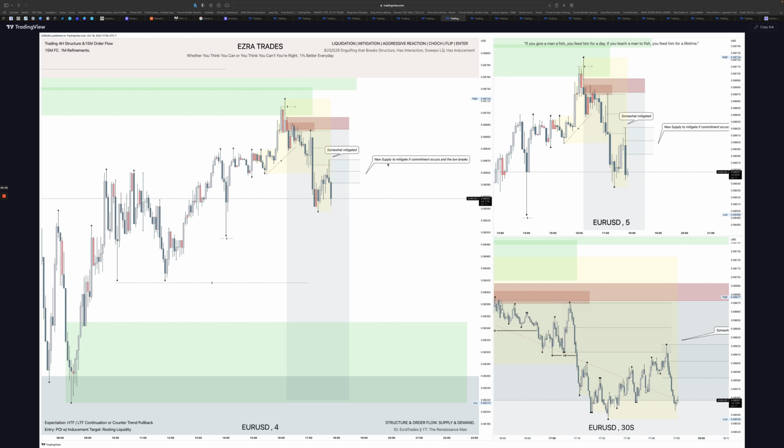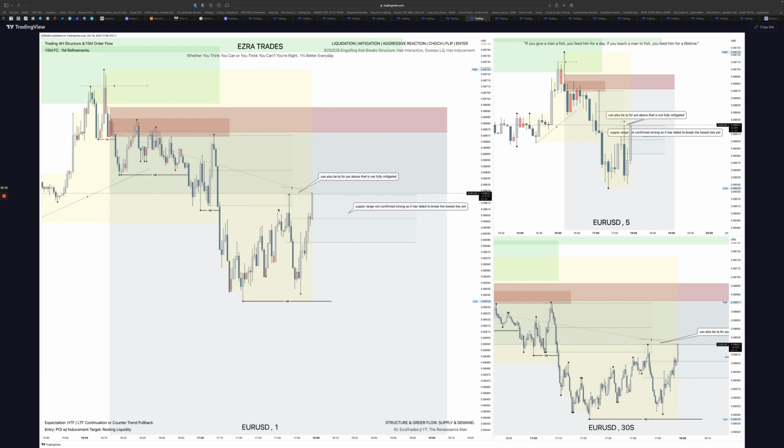So my note here says it's a new supply to mitigate if commitment occurs and the lows break. So if this directly is responsible for breaking this new low, then this will be a supply. Otherwise, I can expect this to be liquidity for the POI above, because we still have not come into well-priced 50% of that POI, so it's still valid.